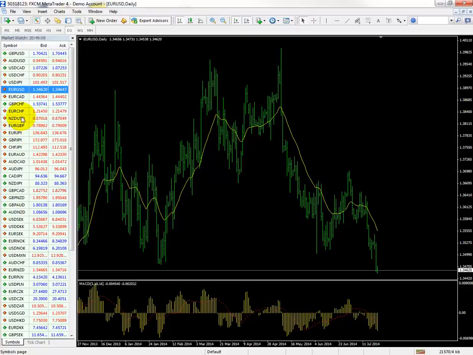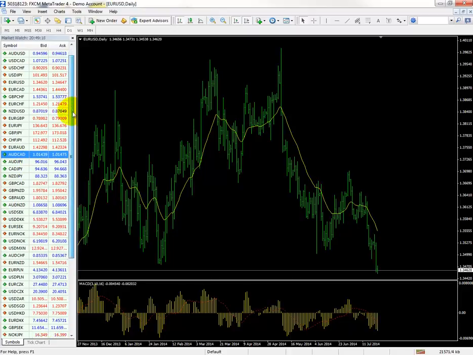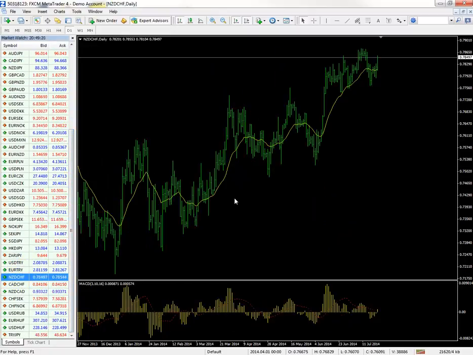So let me find the first one, which was NZDCHF. Now it's probably right in front of me, and it's going to take me 5 minutes to find it because that's just the way it is. Let me get rid of some of these. I can't get rid of those, but I'll find it. NZDCHF. All right, so we're going to look at this for a moment.